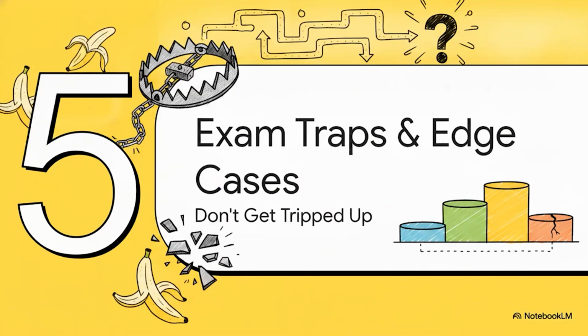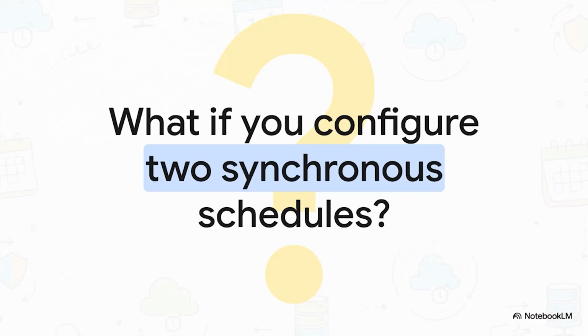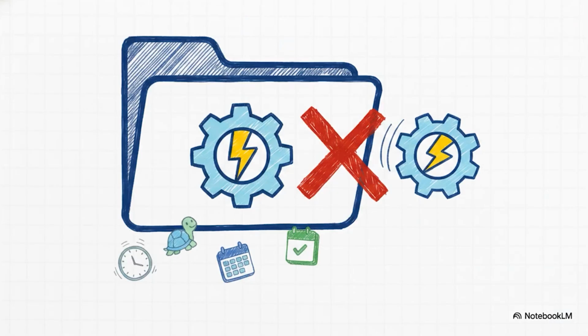Okay, Section 5, Exam Traps and Edge Cases. Let's make sure you don't get tripped up. All right, here is a classic exam trap. What happens if you try to set up multiple synchronous schedules in a multi-site AHV metro deployment? Just take a second and think about what would happen to your cluster overhead and your network saturation if you tried to force the system to sync everything everywhere all at the same time. Well, the system actually prevents you from doing it.